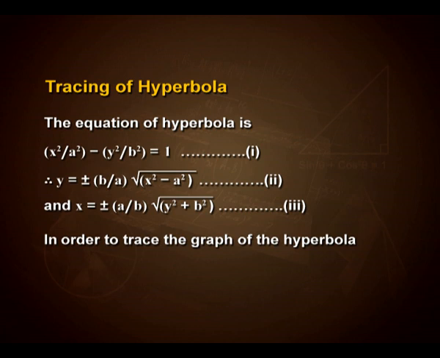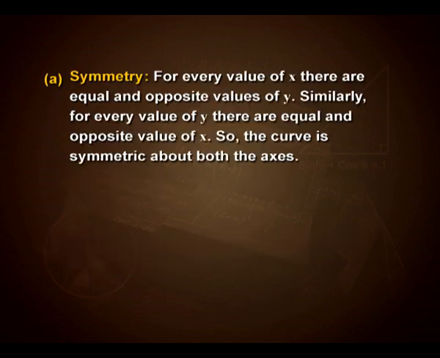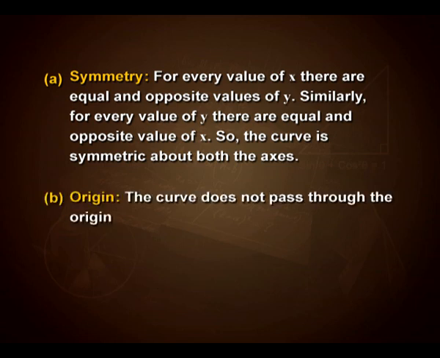In order to trace the graph of the hyperbola for the first equation, we observe the following points. Symmetry: for every value of x, there are equal and opposite values of y. Similarly, for every value of y, there are equal and opposite values of x. So, the curve is symmetric about both the axes. Origin: the curve does not pass through the origin.